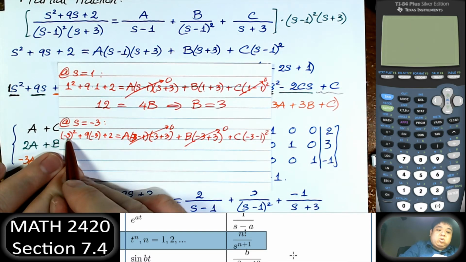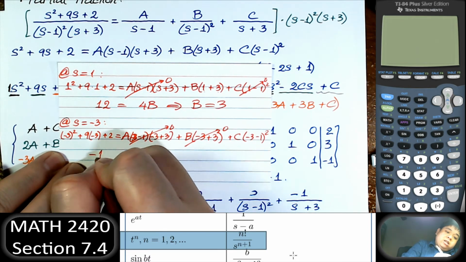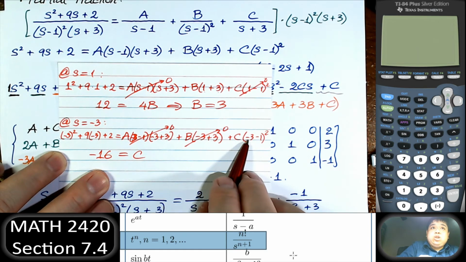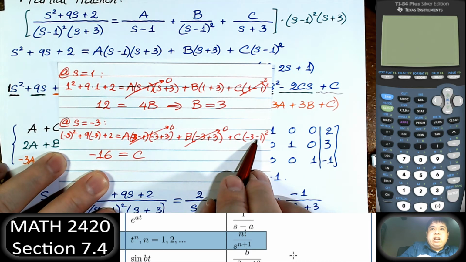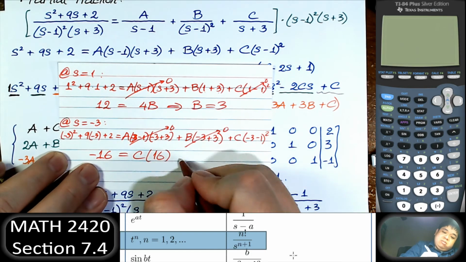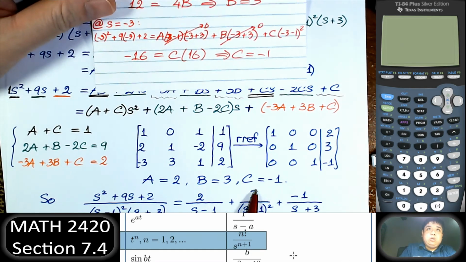Right, minus 3 squared is 9, minus 27, minus 18, plus 2, minus 16. This side, negative 3 squared, negative 3 minus 1, negative 4 squared, that's 16. So c must be negative 1. Yes, so c is negative 1.